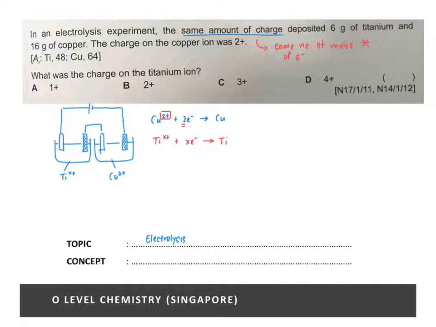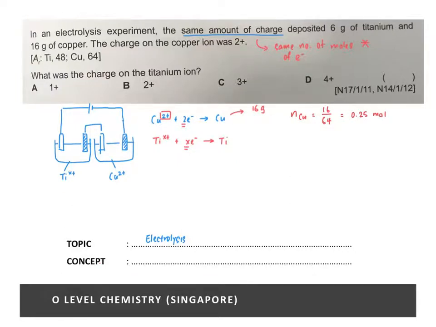So the key to solving this problem is essentially to find the value of X. And how do we do that? The question tells you that you have 16 grams of copper that's being deposited. Given the mass of copper, we can now find the number of moles of copper, which equals mass over molar mass, and that will give us a value of 0.25 moles.